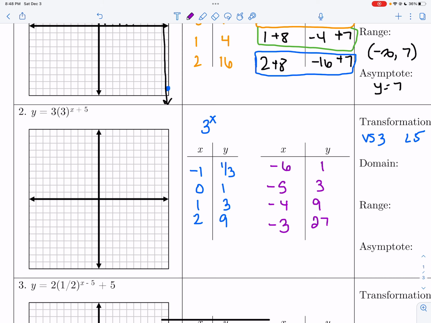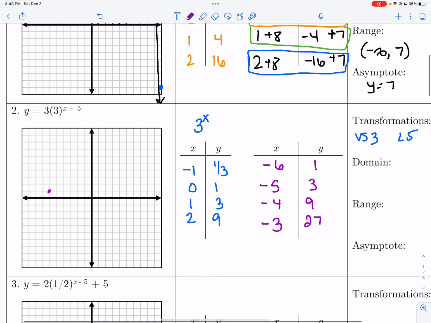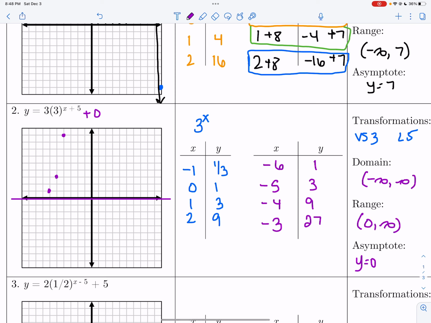Notice how you won't be able to graph negative 3, 27. That's fine. On the test, you will be expected to graph your asymptote. So here, my asymptote is at 0, so y is equal to 0. My domain will always be negative infinity to positive infinity, and my range is 0 to infinity. Connect the dots, and you are good.